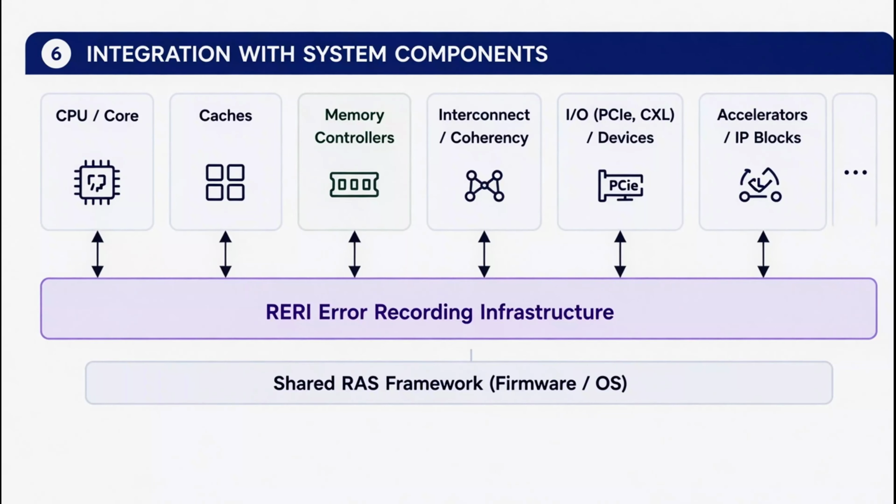CPU cores, caches, memory controllers, interconnect, and coherent fabric, I/O like PCIe and CXL, and accelerator IP blocks all sit on top of the same RERI error recording infrastructure, which feeds a shared RAS framework in firmware and the OS. The same interface, the same record format, the same software stack. Whether the error is a single bit cache flip or a fatal protocol violation on a CXL link, the discovery and reporting path is identical.